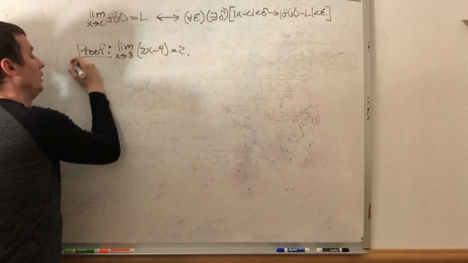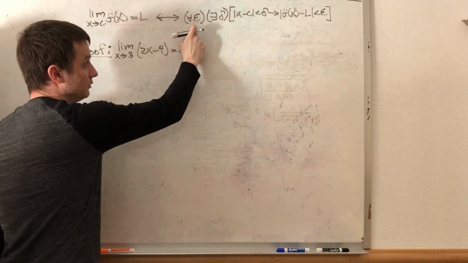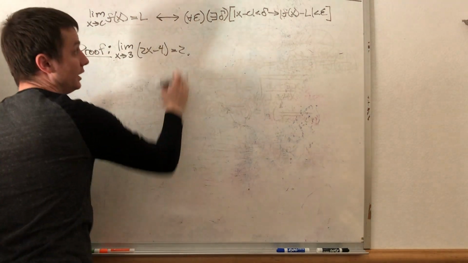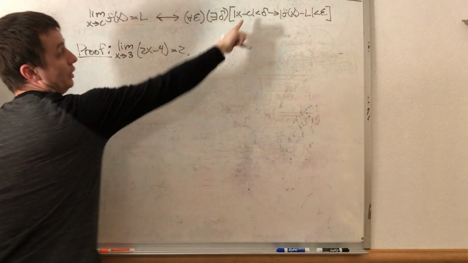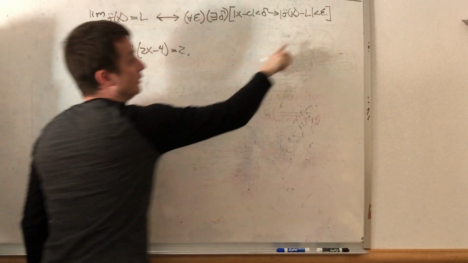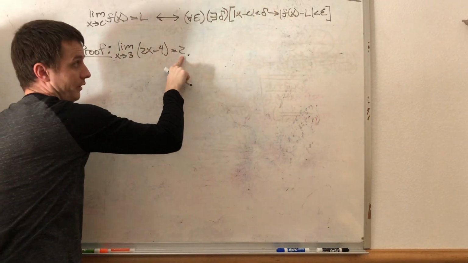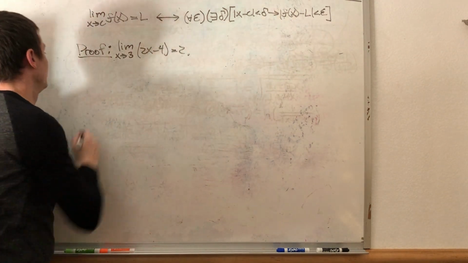And so we have to show that for any epsilon out there, we know nothing about it except that it's some positive number, there exists some delta that makes this implication true when you replace c with 3, f of x with 2x minus 4, and L with 2. So that's what we're after.